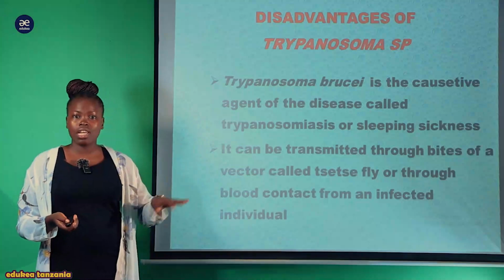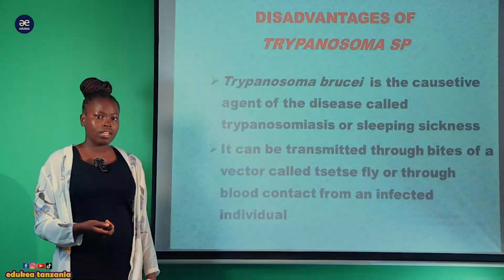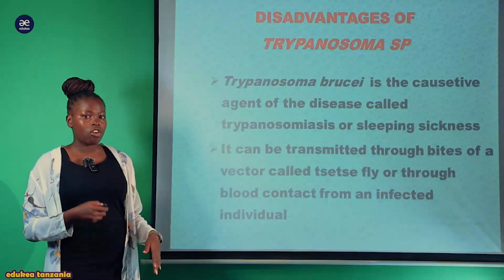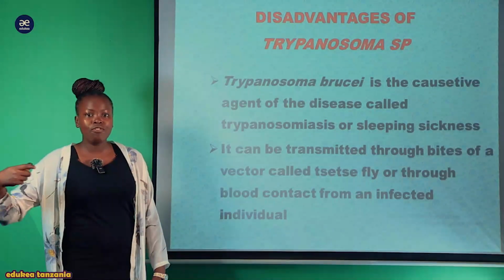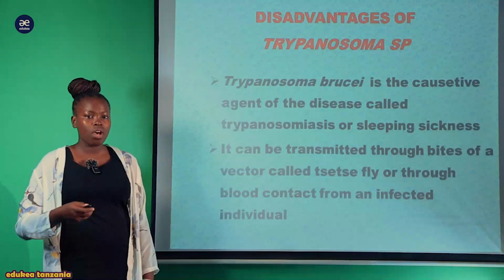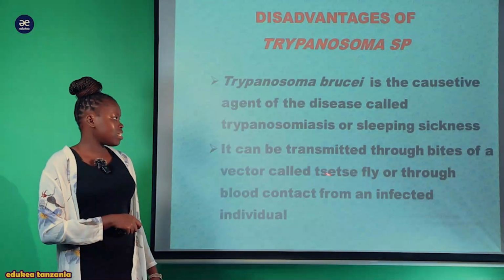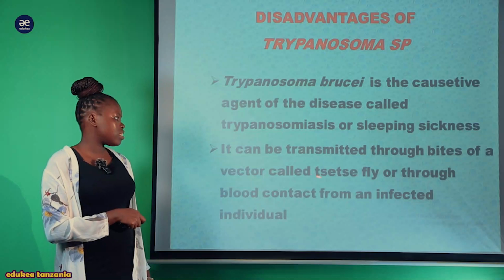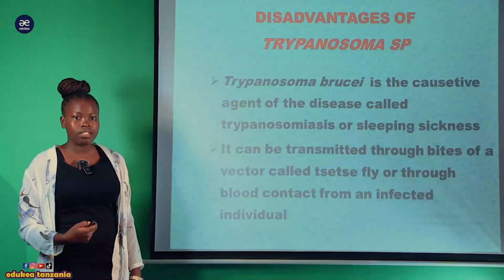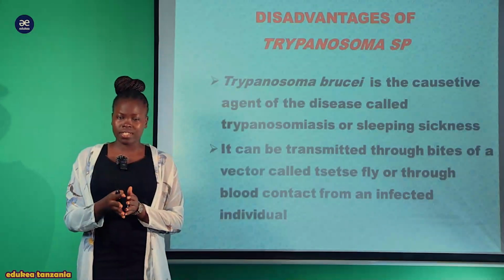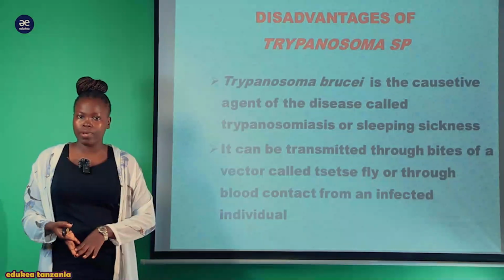Also, to other wild and domesticated animals, there are different kinds of trypanosoma species that tend to affect them. Also, it can be transmitted through the bite of a vector called the tsetse fly or through blood contact with an infected individual. So this disease can be transmitted in two ways. First one, by using the vector. The vector or carrier of this trypanosoma species is the tsetse fly. This is the carrier or vector of the trypanosoma species that goes on to cause the disease.